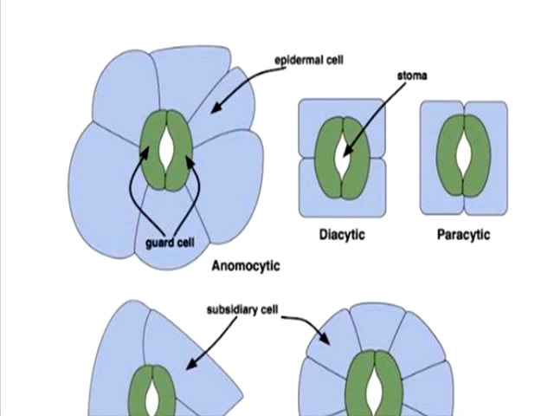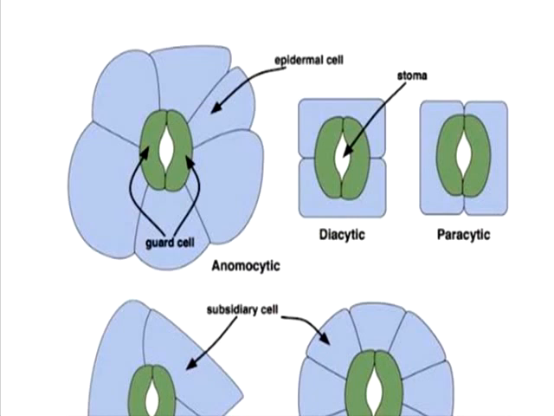What is anisocytic? The two guard cells of the stoma are surrounded by three subsidiary cells, as is clear in the diagram. Three subsidiary cells in which one is smaller than the other two. This type is called anisocytic.